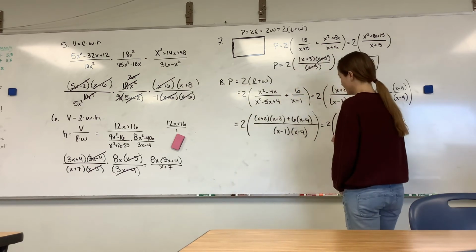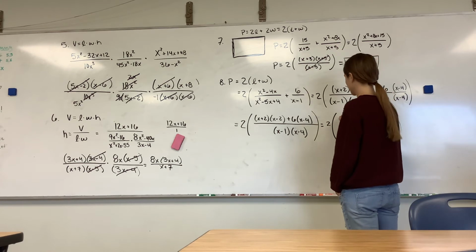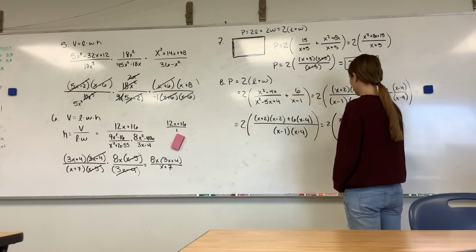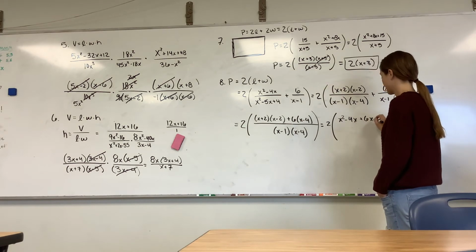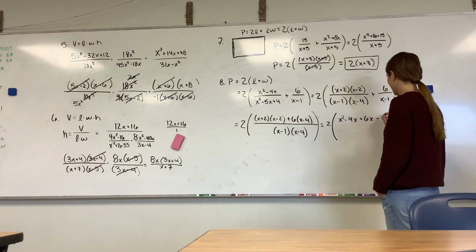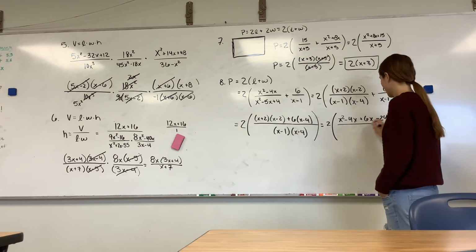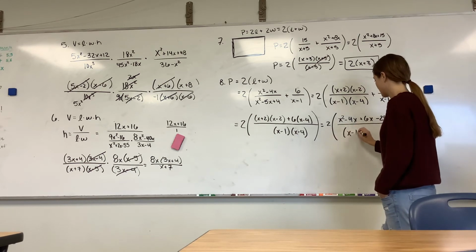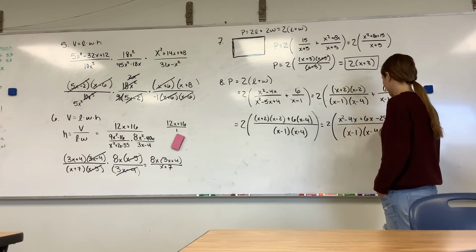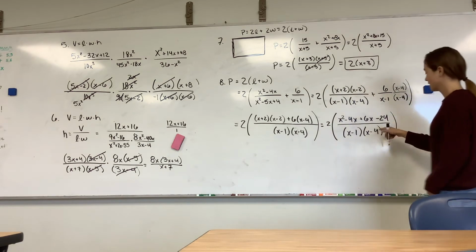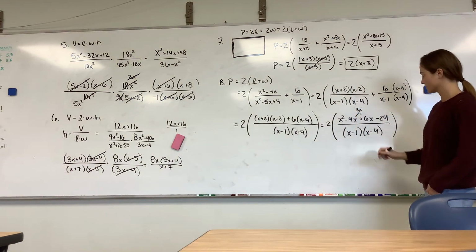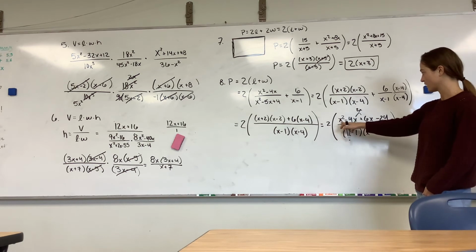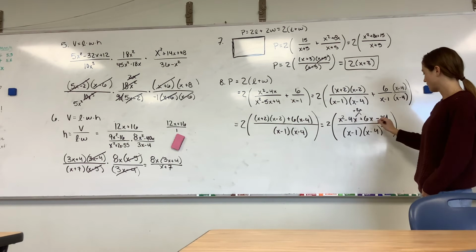That leaves me with 2 times the quantity, x squared minus 4x, and then plus 6x minus 6 times negative 4, 24, all over x minus 1, x minus 4. Combining these like terms, this becomes a 2x. So now I'm looking to factor x squared plus 2x minus 24.